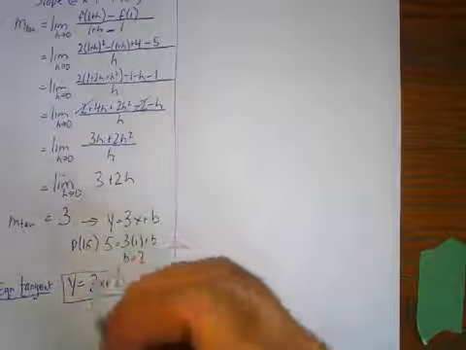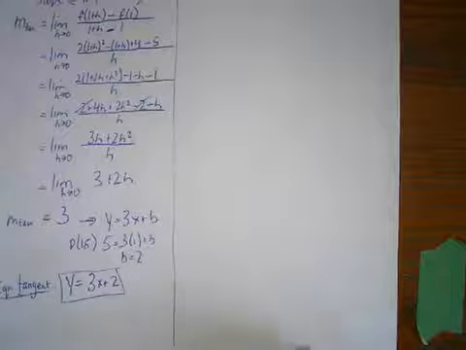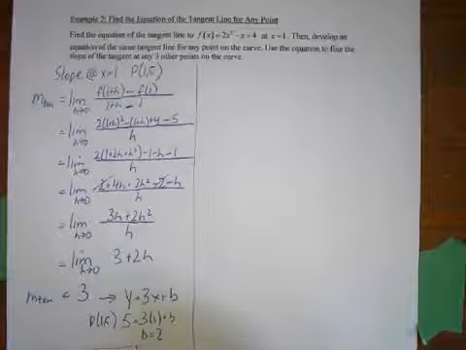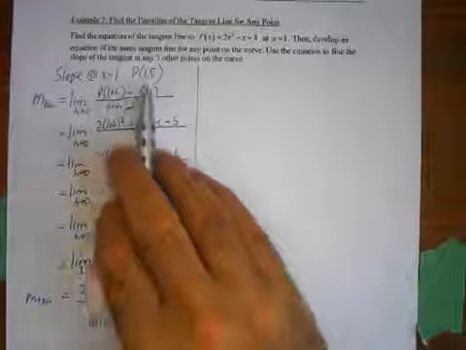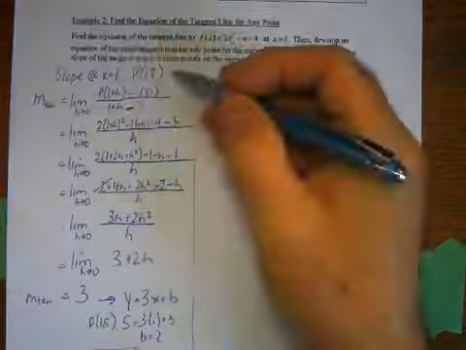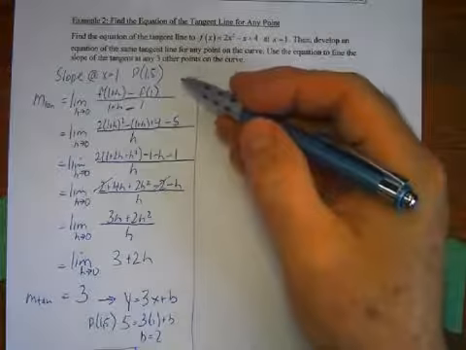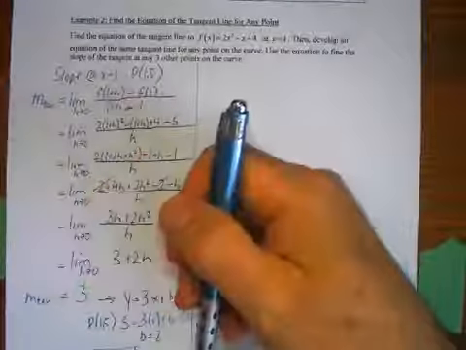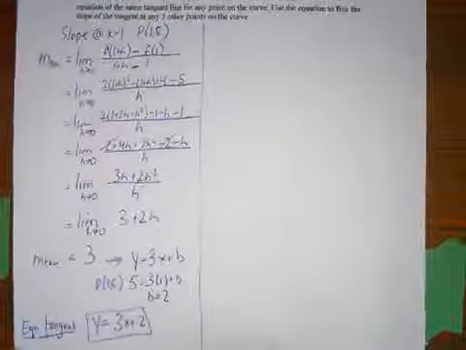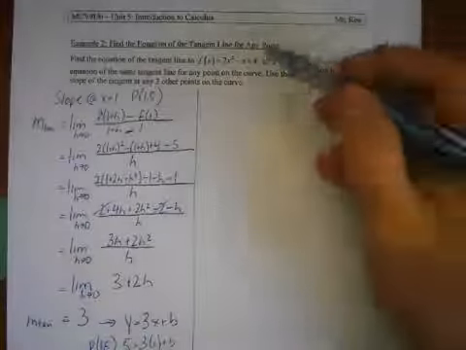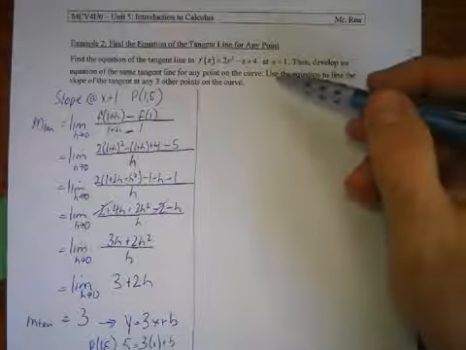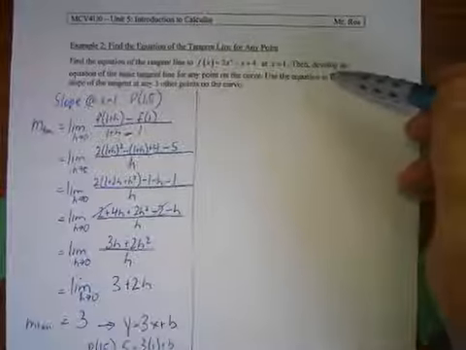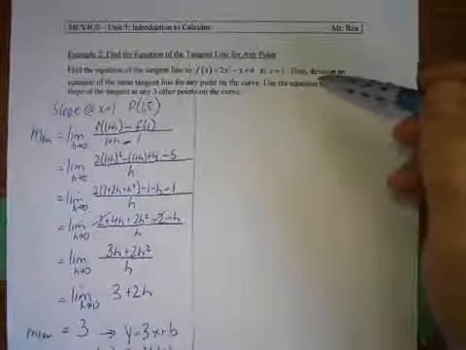Okay, so the second part of this, now the problem here, if you can imagine, say part B of this question was, okay, now find the slope where x is equal to 4. We'd have to do this whole thing all over again, and that can be very time consuming. So what they want us to do is develop an equation of the tangent line for any point on the curve, and then use this equation to find the slope at any 3 other points on the curve.